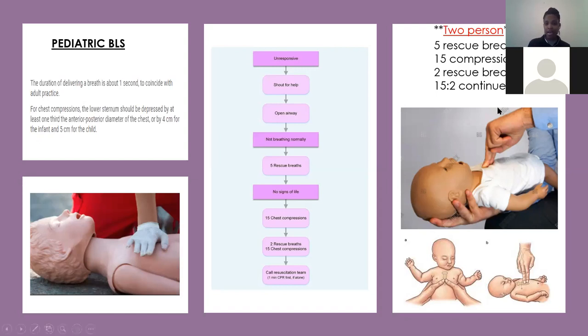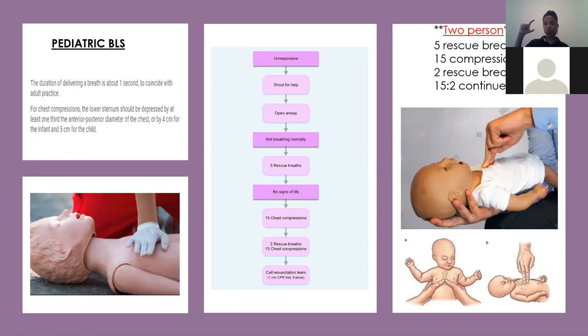And then now what happens after this? This is the positioning. The positioning of the fingers is very, very important. Lower sternum should be depressed by at least 1/3 the AP diameter of the chest, or by 4 centimeters for the infant and 5 centimeters for the child. If you're teaching people and they don't know these metrics, I just use my fingers. I say, this is 1 centimeter, 2 centimeters, 3 centimeters, 4 centimeters. That's the depth of the compression.